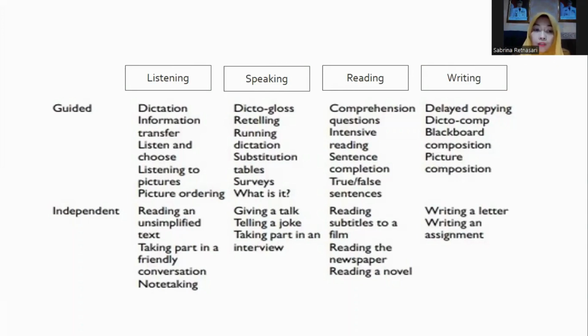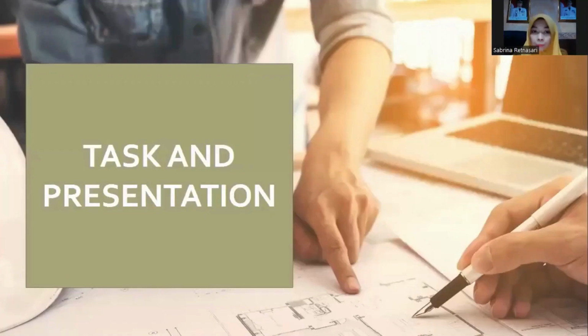For independent activity, the teacher can use reading and simplify. For speaking skills, the teacher can use giving a talk or telling a joke. For reading skill, the teacher can use reading subtitles or film. For writing skills, the teacher can use writing a letter and writing an assignment.